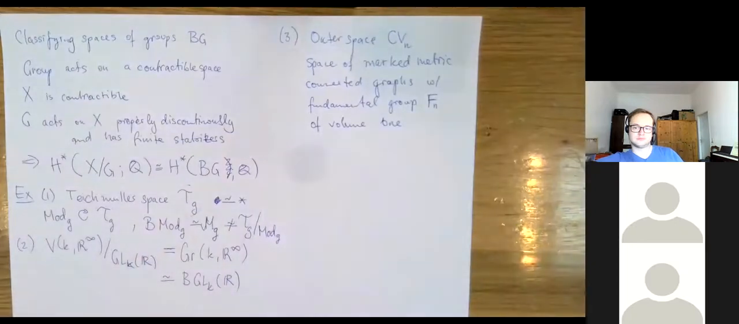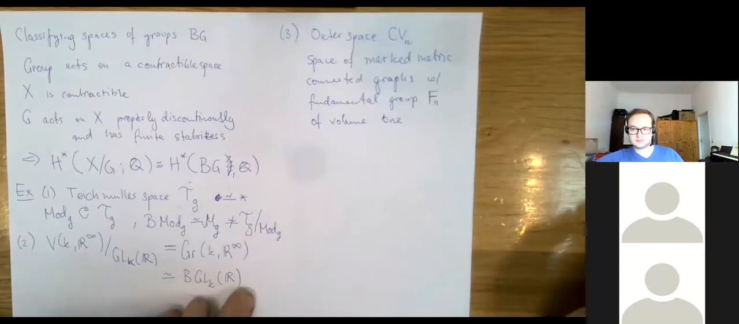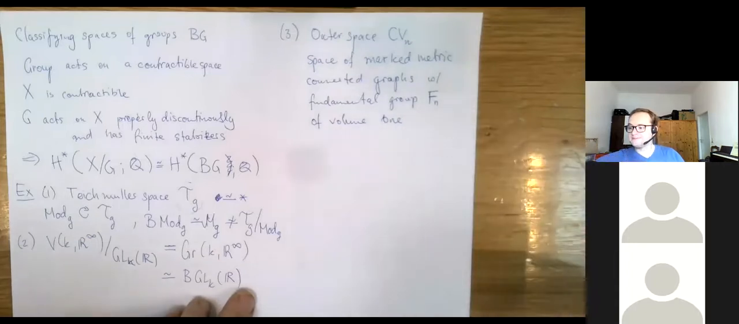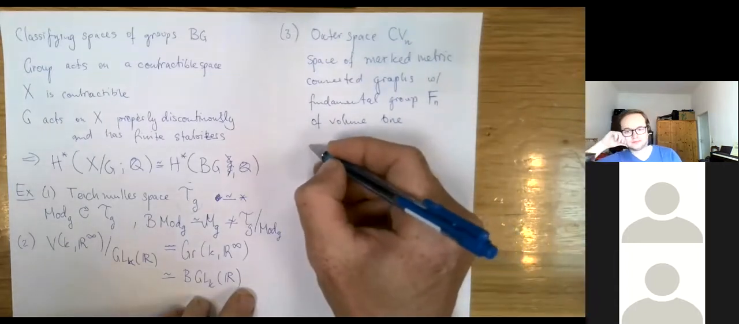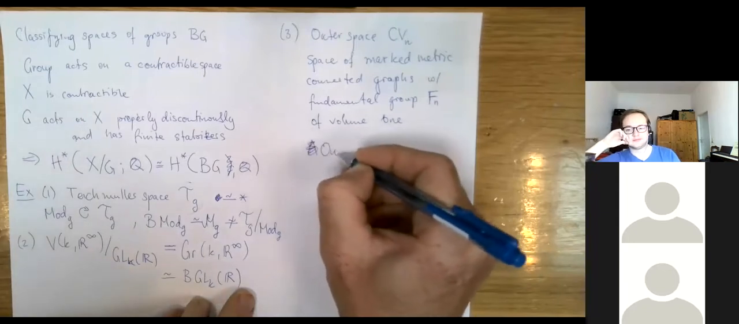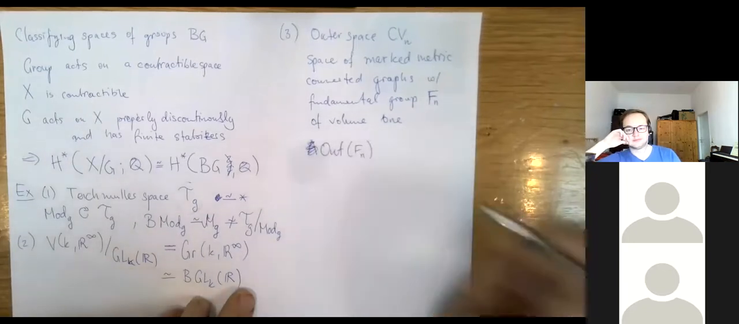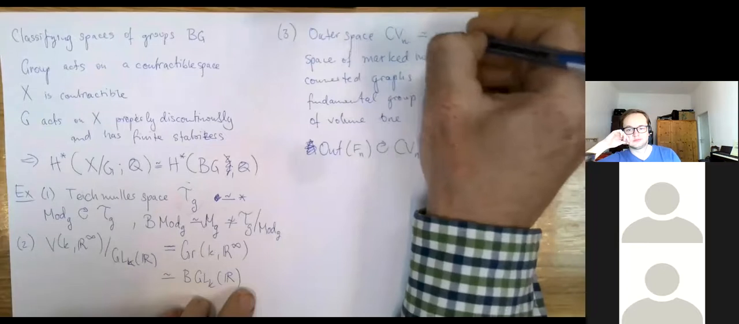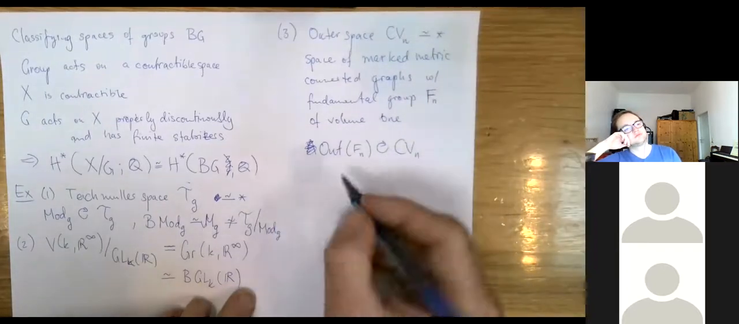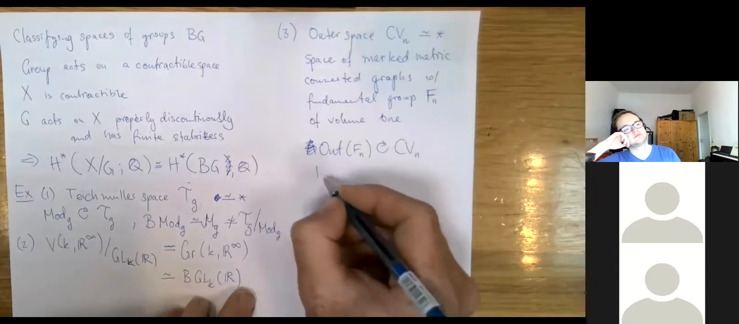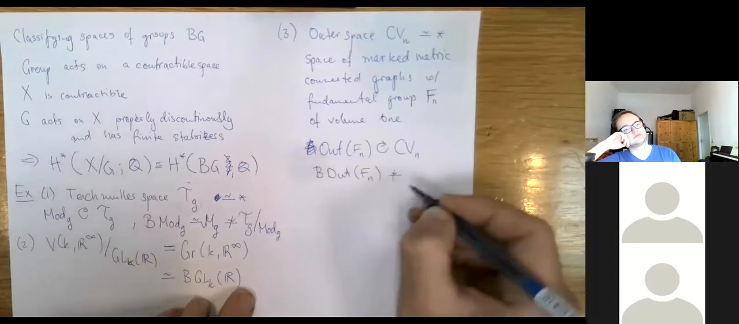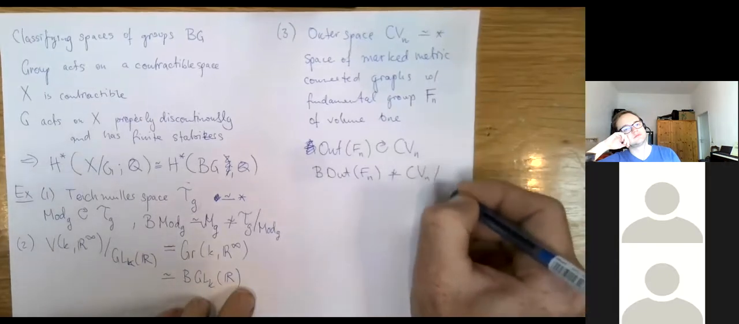The details of what that means are going to be talked about in a later lecture. But here as well, you have that the outer automorphisms of the free group act on this. This is contractible, but there are finite stabilizers. So this is not the same as this.